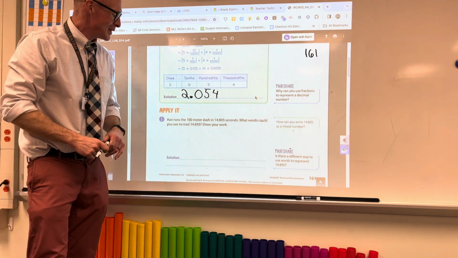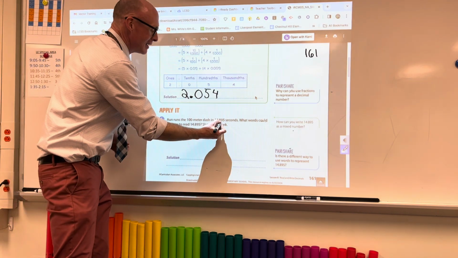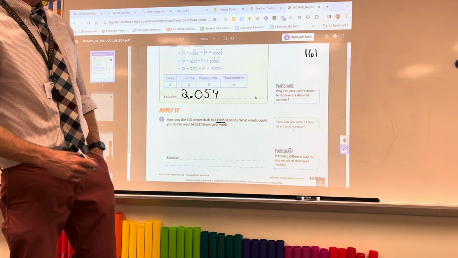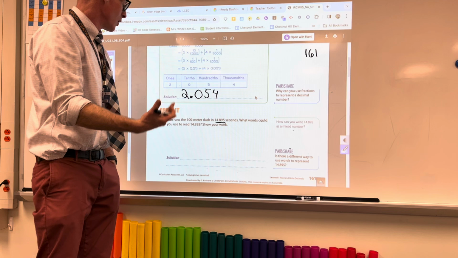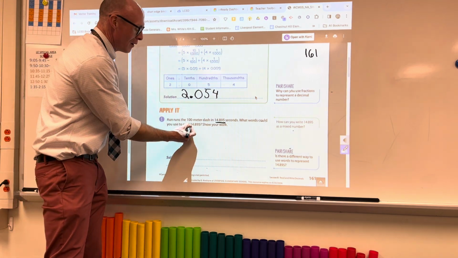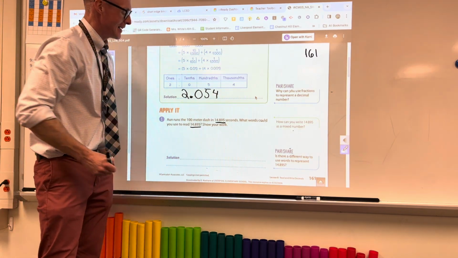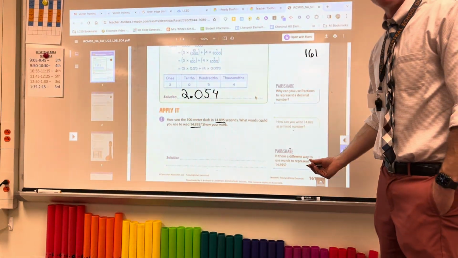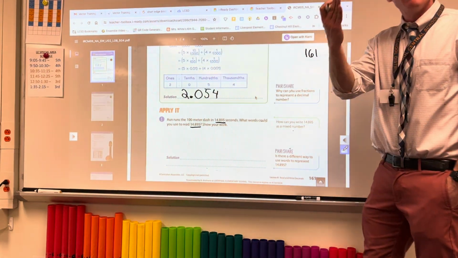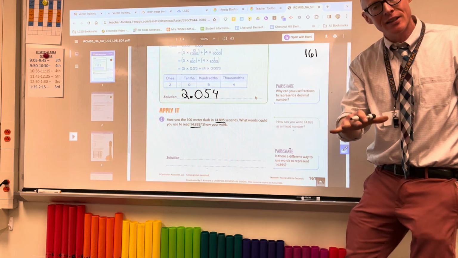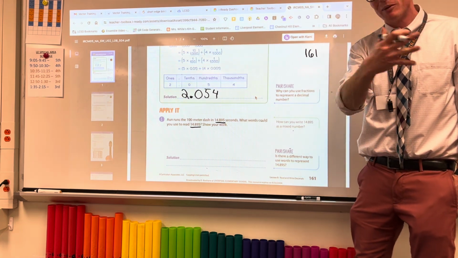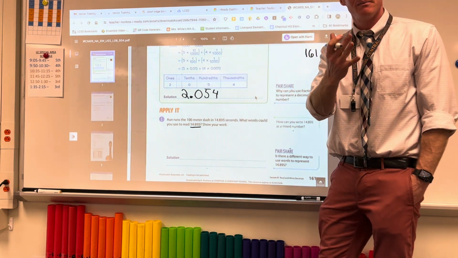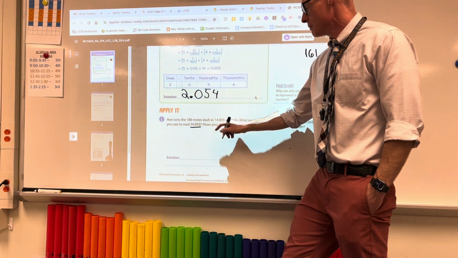Now, let's look at this one here. On runs the 100-meter dash in 14.895 seconds. What words could you use to read 14.895? Show your work. We're just going to write it in word form. Notice how I was saying point and then the numbers. We can't say that. We've got to say what the numbers actually are. So the first part is not bad. Your whole number, 14.